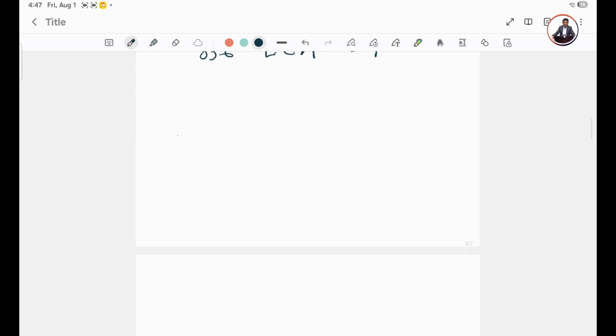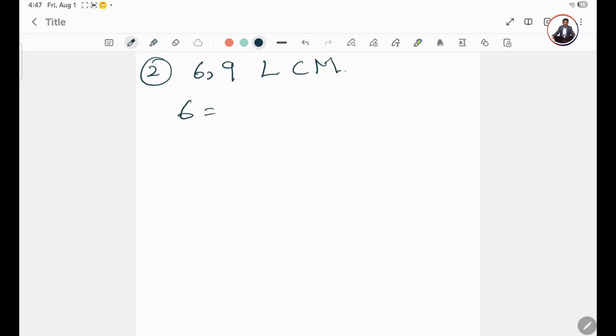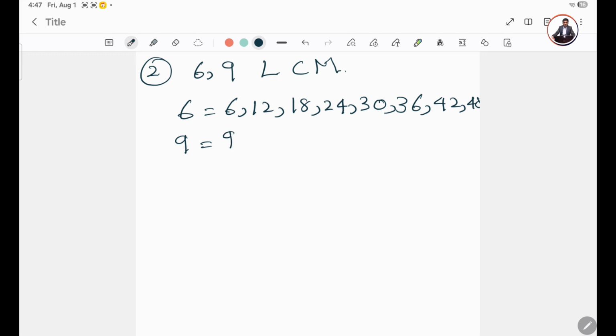Look at the next example. Find the least common multiple of 6 and 9. So for 6, write down all the multiples: 6, 12, 18, 24, 30, 36, 42, 48. And then for 9, we can write 9, 18, 27, 36, 45, 54, 63, and 72.